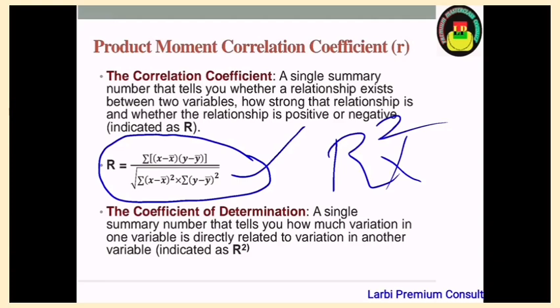So that's why I'm saying it is a single summary that tells you how much variation in one variable is directly related to variation in another variable. So that is the coefficient of determination. So let's take note of that. If you have any question, please kindly put them in the comment section and I'll respond to that. So let's move on.